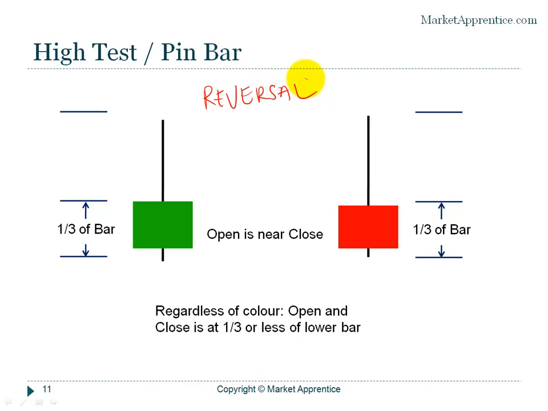Just to let you know, a high test bar is also a reversal bar. More often than not, when you see a high test bar with confluence to a support and resistance level, you will very likely get a reversal pattern.